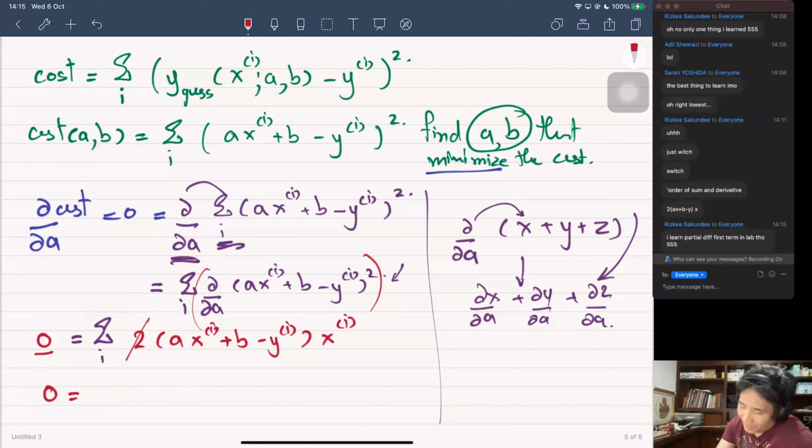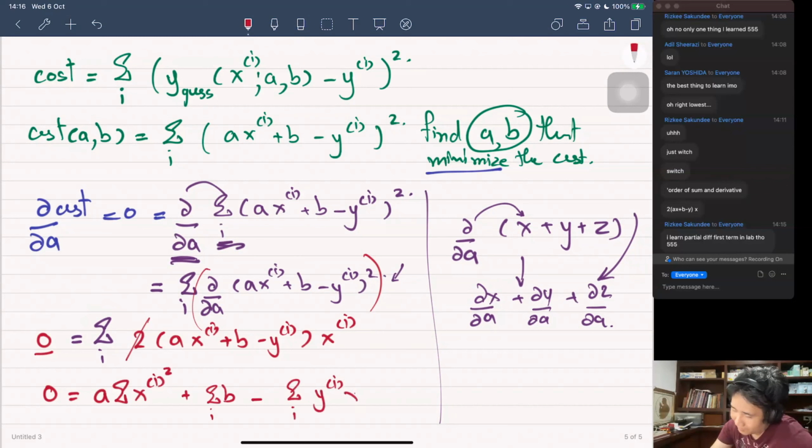Okay. So that becomes a, the sum of xi squared, right? Plus the sum over i of b minus the sum over i of yi xi. Okay. Actually, let me write this way because I think we haven't got to that. But a and b have nothing to do with i, right? So that means what you got, let me just copy this real quick.